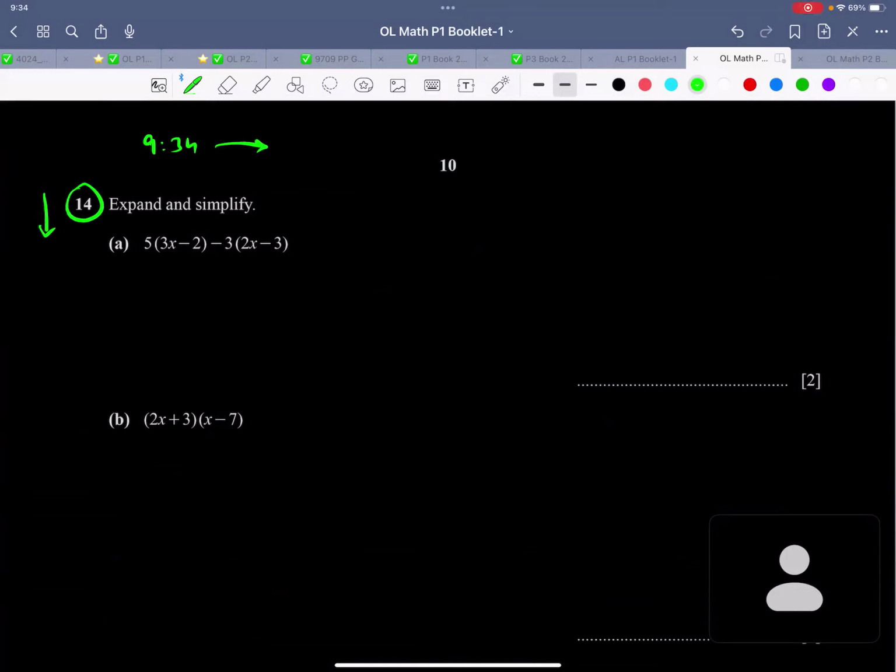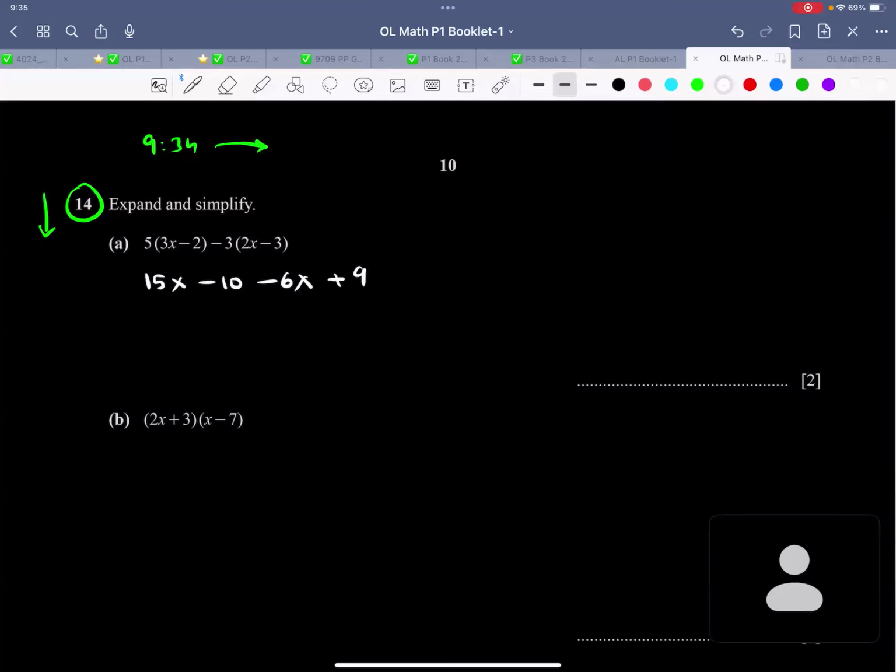Expand and simplify. Now, once we are done with the working, we will go to the examiner report also because we have a lot of time. Expand and simplify. 5 into 3x, that is 15x. 5 into -2, that is -10. -3 into 2x, -6x. -3 into -3, that is 9.